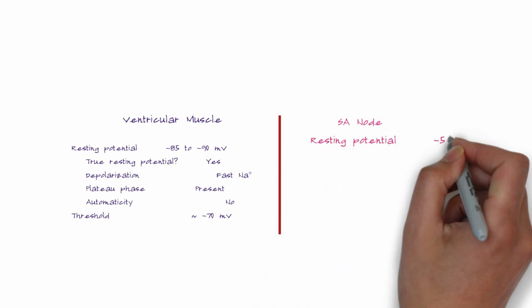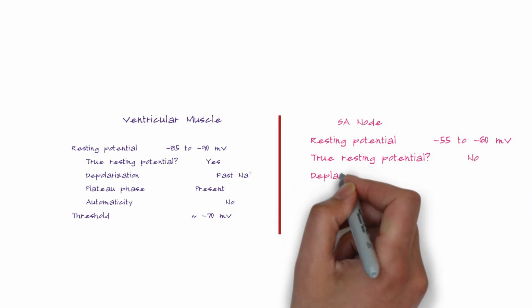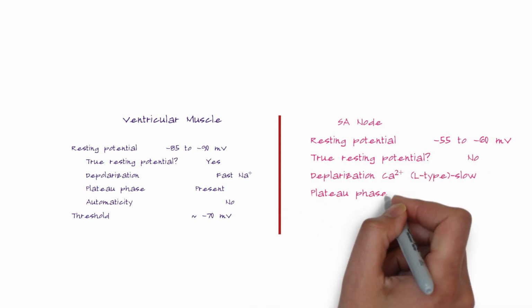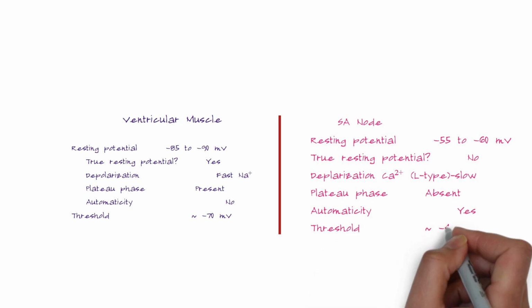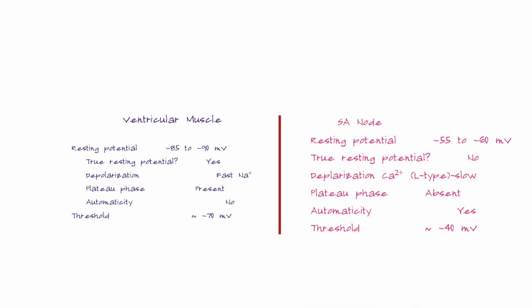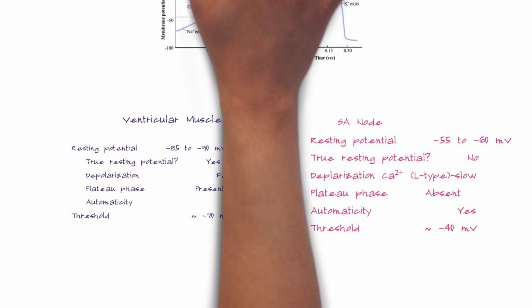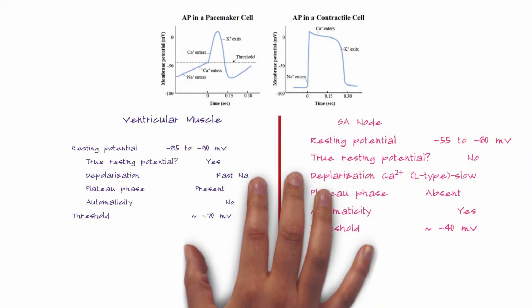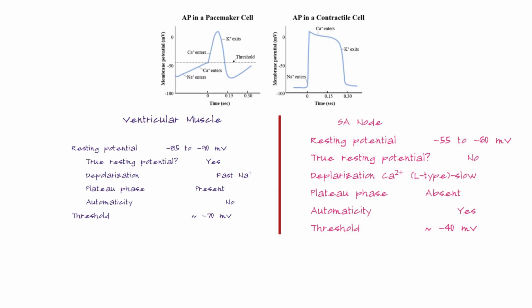Meanwhile, in the SA node, the potential is around minus 55 to minus 60. There is no true resting membrane potential. Slow calcium depolarization, not sodium. No plateau, automaticity and self-excitability exist, and the threshold is around minus 40.